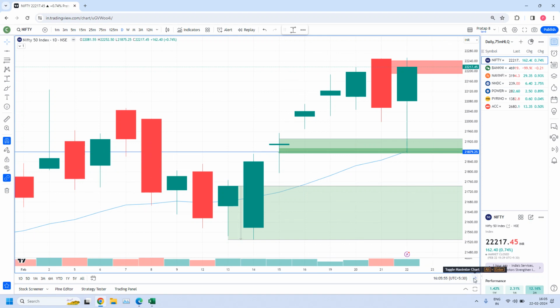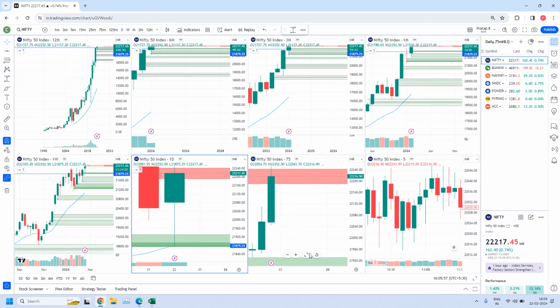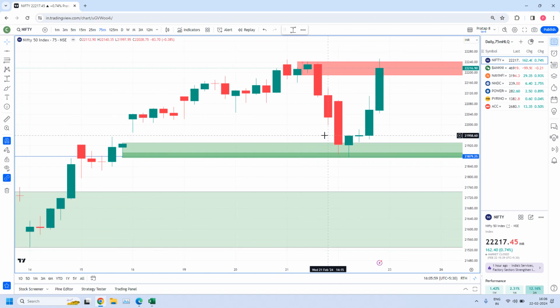Then what is your target? Your 75 minutes target. Do we have a 75 minute supply zone? Yes, we have a 75 minute supply zone. You can consider this as a leg candle, two base candles and a drop candle. Or even you can consider this as a rally candle, three base candles and a leg out candle. Either way you can plan, but I consider, okay, I'm convinced with this: two base candles and a drop candle.